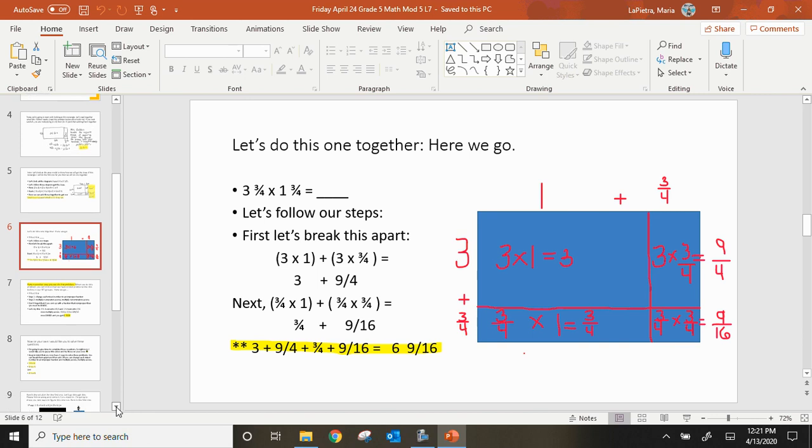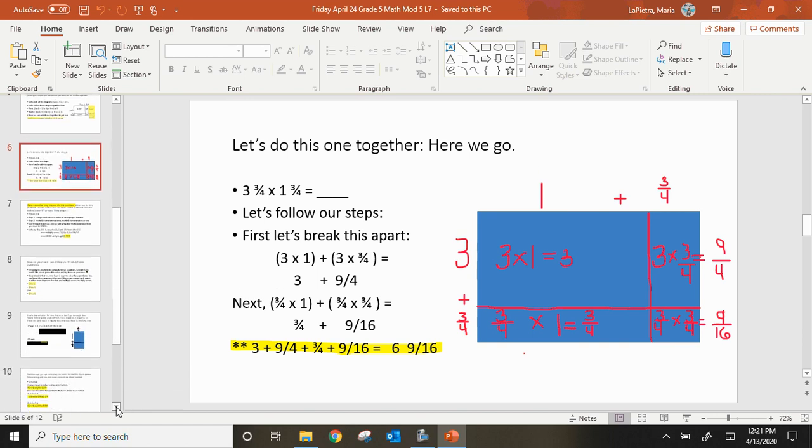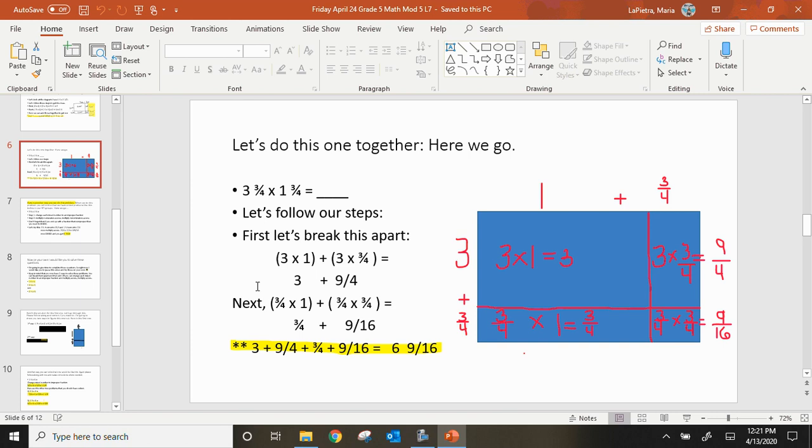Okay, so let's do this one together. Here we go. 3 1/4 times 1 3/4. Remember, there's a couple ways you can do this. You can break each mixed number apart and multiply, or we'll get to the second part next. Just keep that in the back of your mind. So let's follow our steps. First, let's break this apart.